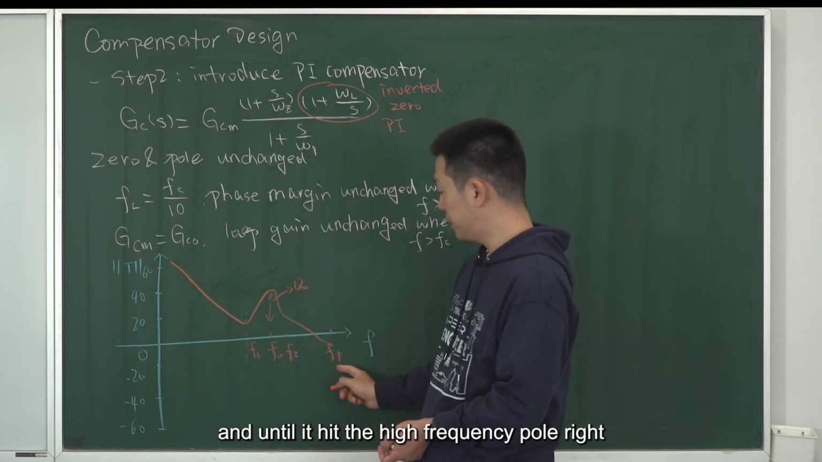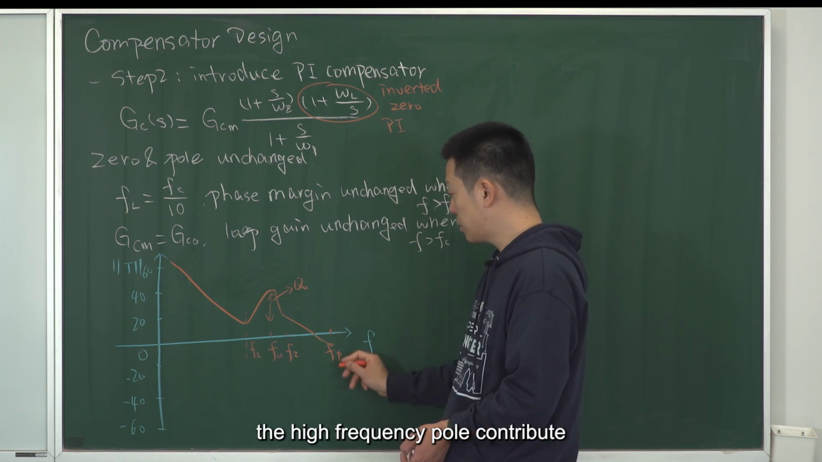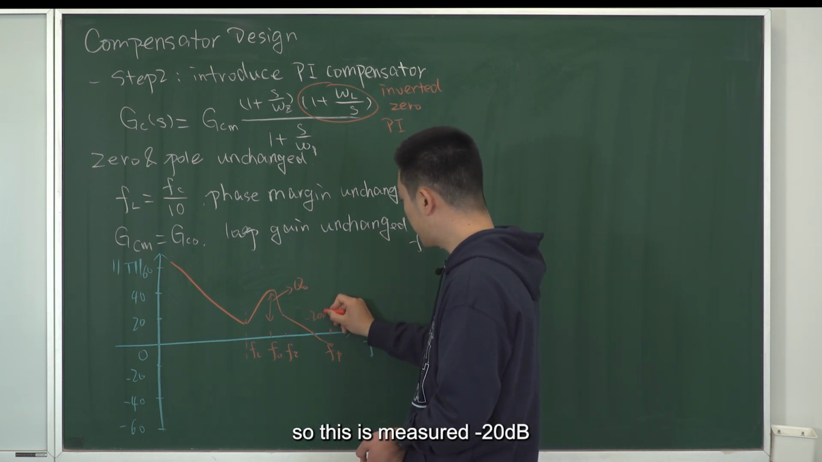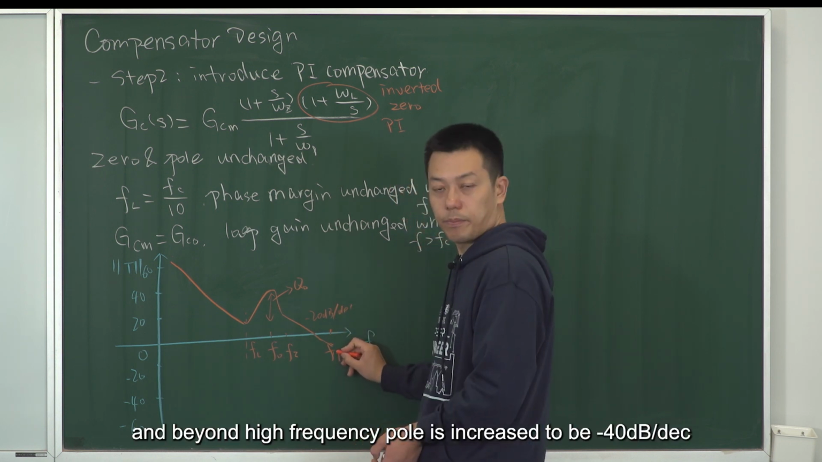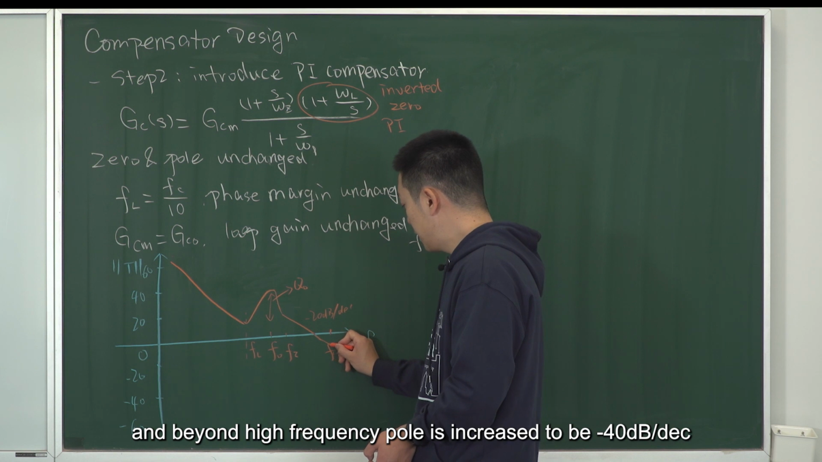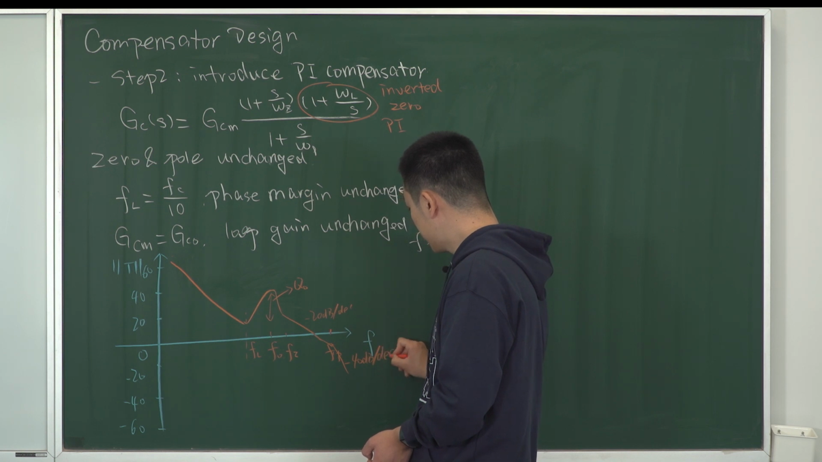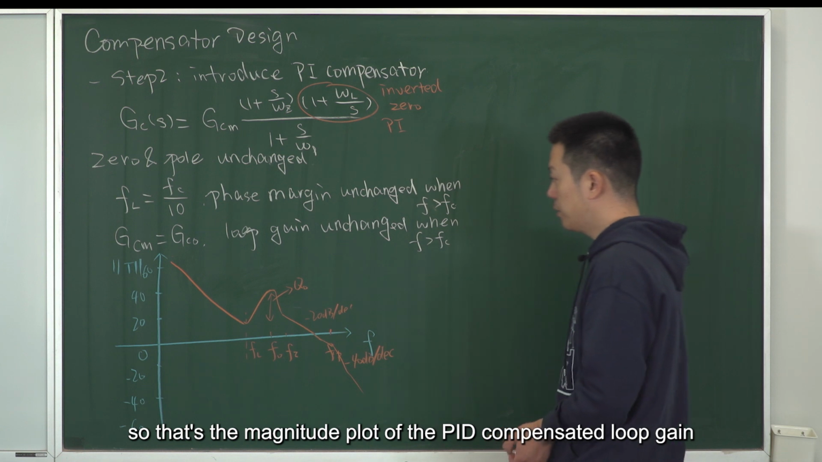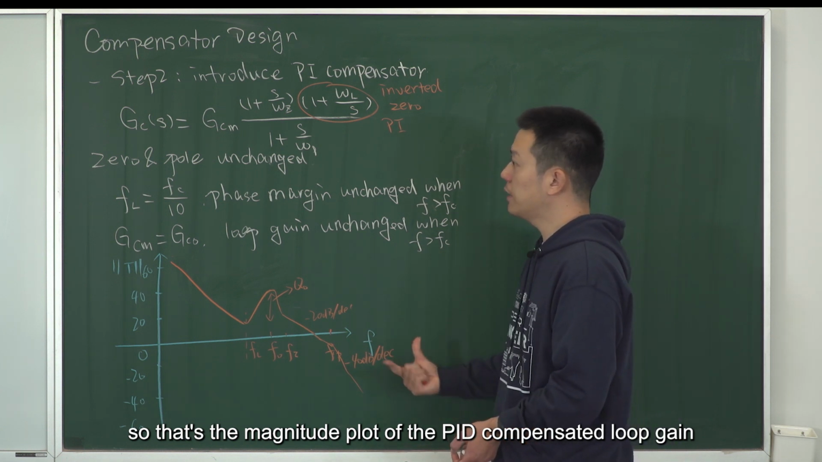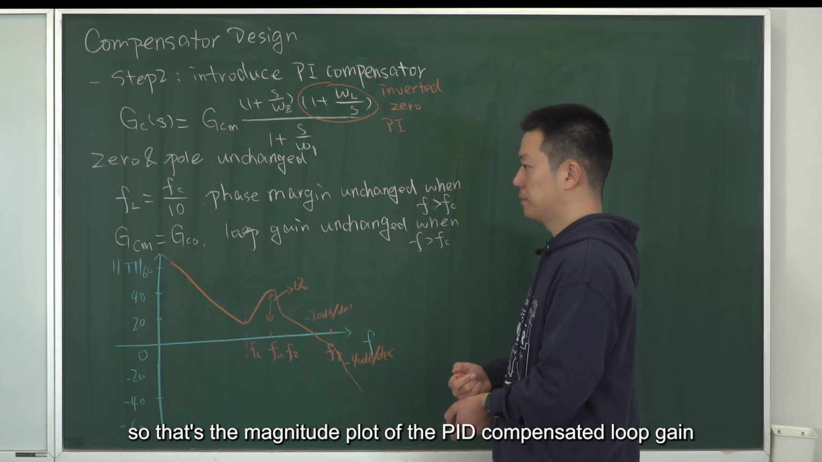And until it hit the high frequency pole, right? So the high frequency pole contributes. So this is minus 20 dB per decade. And beyond the high frequency pole, it increases to minus 40 dB per decade. So that's the magnitude plot of the PID compensated loop gain, right?